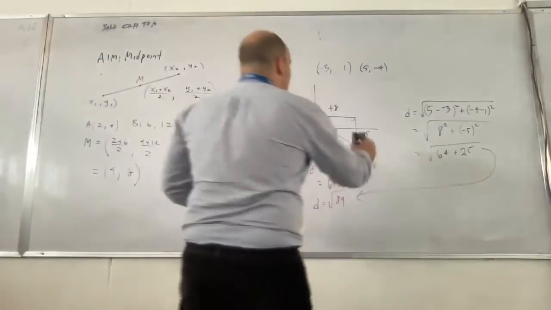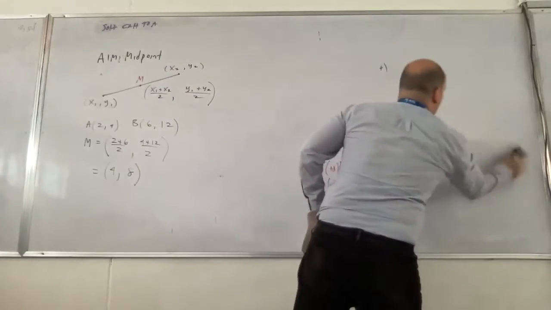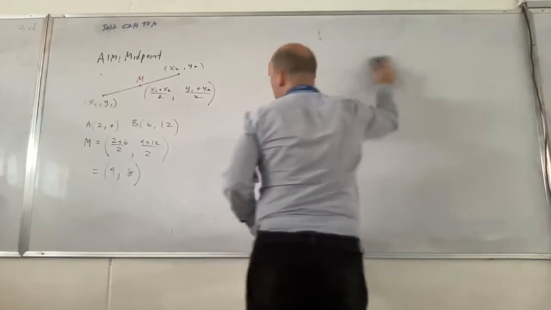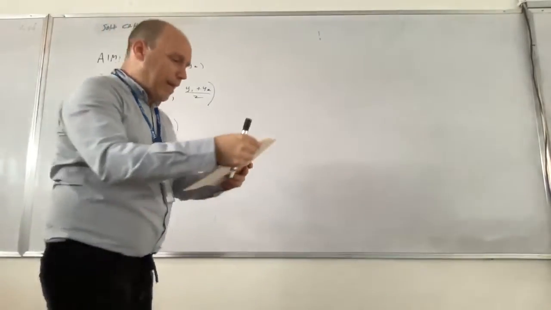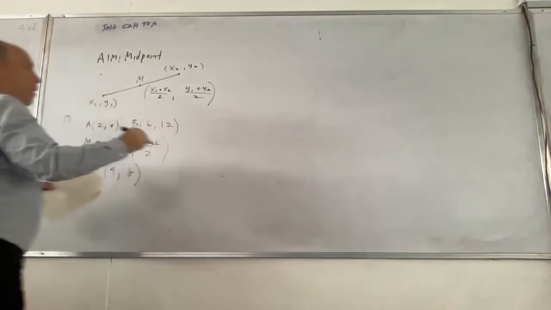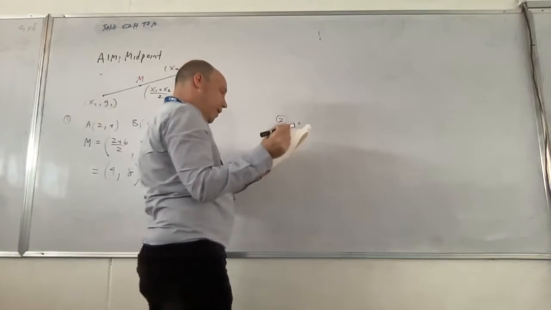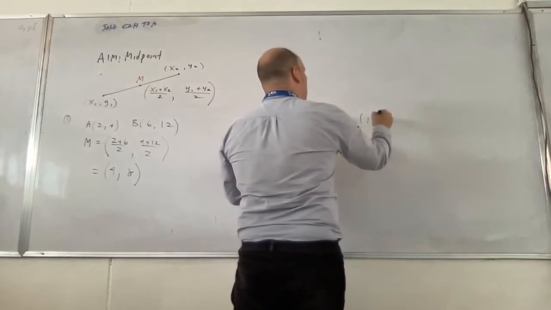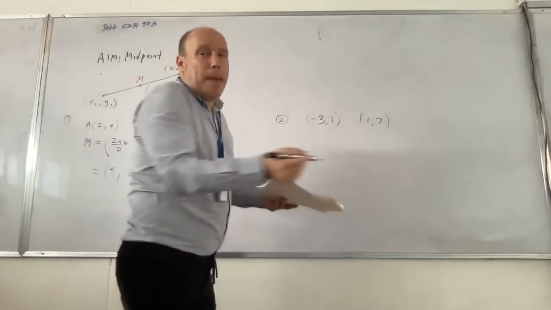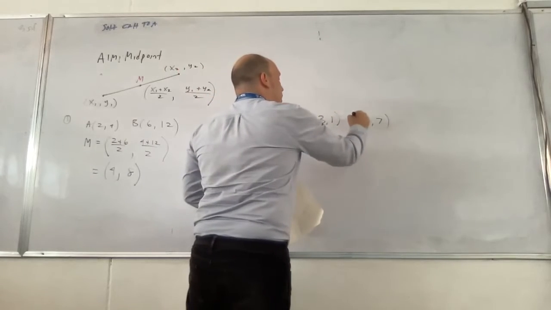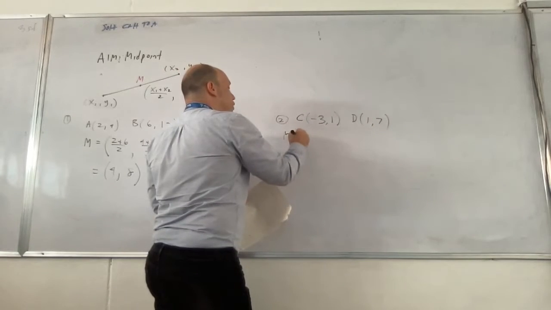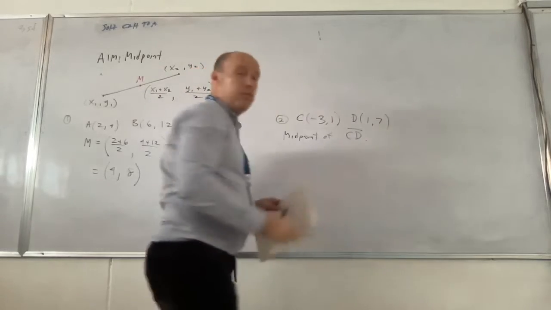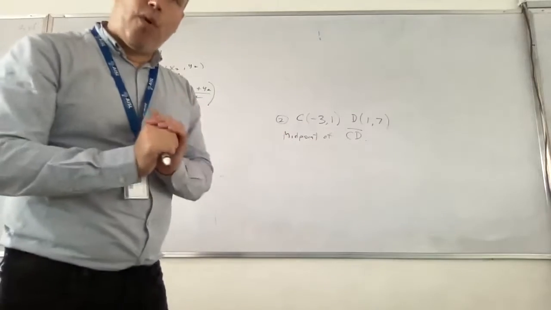Before I show you another way, over here, let's take this as example 1. Let's take a look at example 2. Over here, we're looking at -3, 1, and the point is 1, 7. So for example, maybe I call this point C, maybe I'll call this point D. I want to find the midpoint of segment CD.